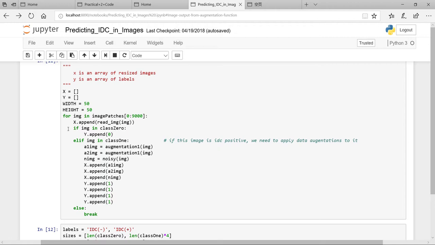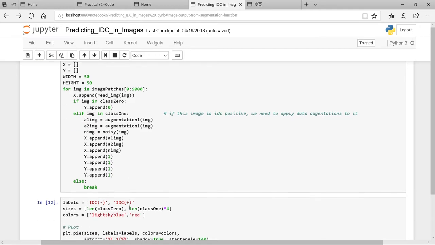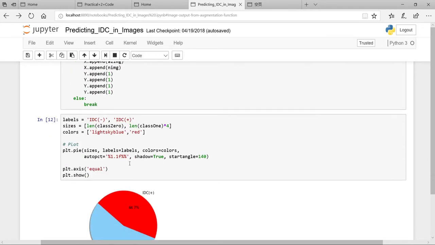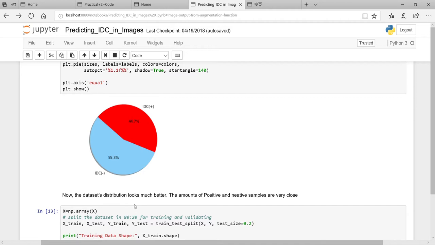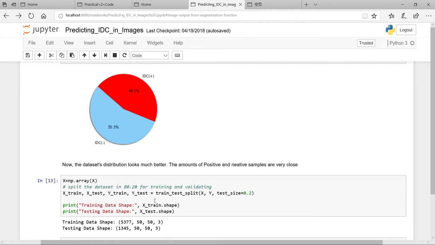I go through the whole image dataset, and if an image is IDC positive, I apply the augmentation method on it to increase the size of the positive dataset. That's how it looks after I go through all of them and apply the augmentation method. So now the dataset distribution looks much better.